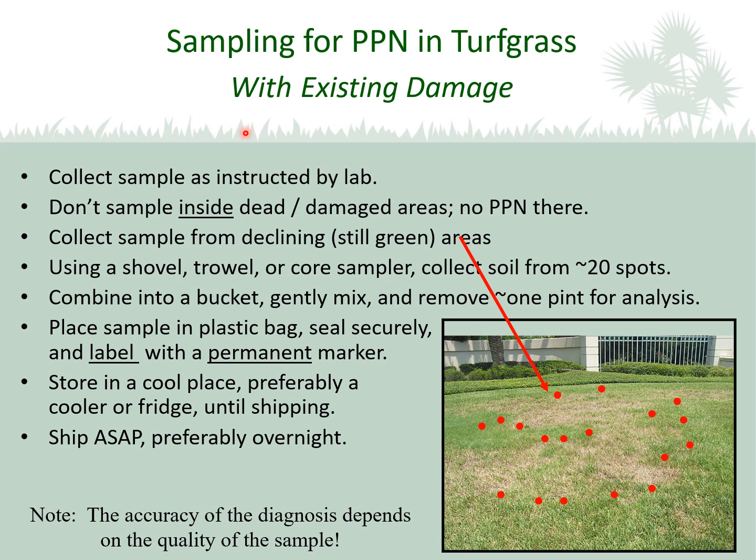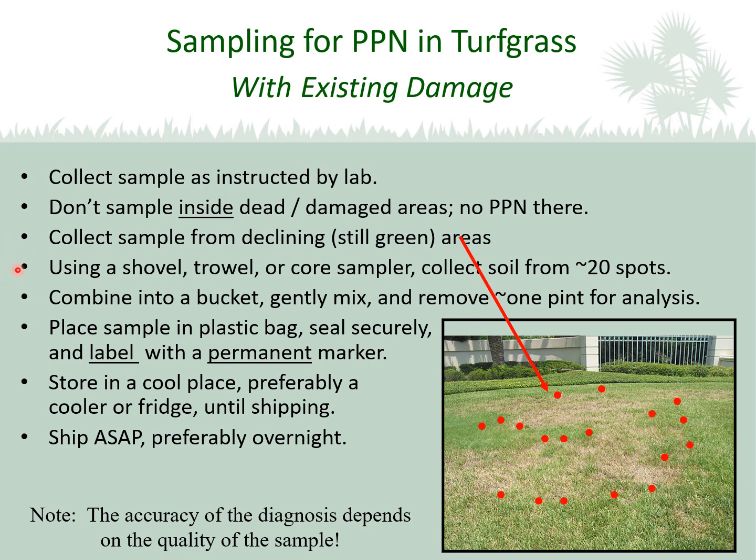If you're sampling in turf grass with existing damage, so you can see there's damage, you're going to collect the samples as instructed by the lab, and they provide instructions online. Don't sample inside these dead areas, because there's no nematodes there. There's nothing for them to feed on. Collect samples from the declining areas, the green edges. That's where they'll be feeding.